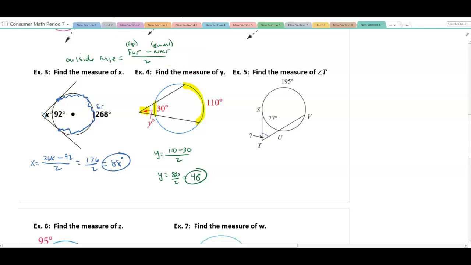Okay. Now the next example, when you look here, you have this far arc, right? And then you have this near arc. So this outside angle T is equal to the far 195 minus the near divided by 2. So 195 minus 77 gives you 118. And 118 divided by 2 will give you 59 degrees. Okay?